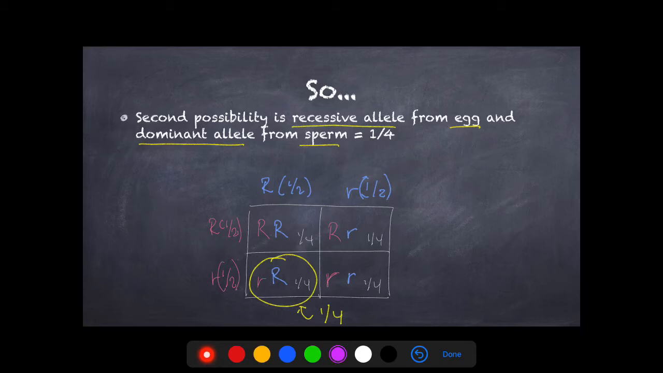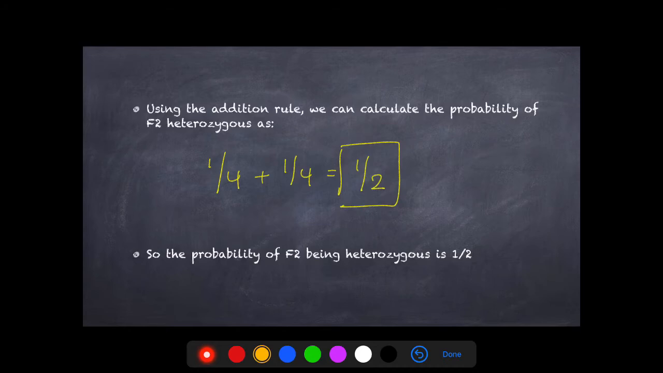Now, the second possibility is, if I had the egg and I had the sperm, what if they flipped position? So what if the sperm gave the dominant and the egg gave the recessive? So that would look like this. So which one in the Punnett square looks like that? It's this one, right? And so the probability of that is 1/4. So the probability of dominant from the egg and recessive from the sperm, or dominant from the sperm and recessive from the egg, is 1/4 each.